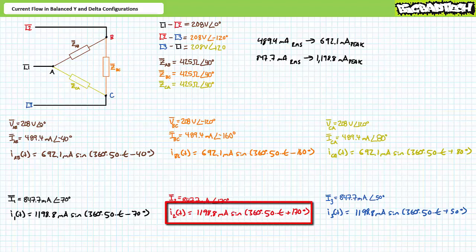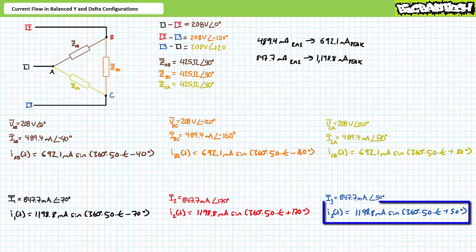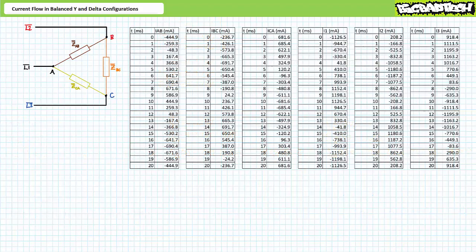I2 as a function of time can be written as 1,198.4 milliamperes times the sine of 360 times 50 times time plus a phase shift of 170 degrees. And finally, I3 as a function of time can be written as 1,198.4 milliamperes times the sine of 360 times 50 times time plus a phase shift of 50 degrees. Let us not dilly-dally with tedious manual analysis. Take it away, computer. Here's instantaneous current values for one full 20 millisecond cycle in 1 millisecond increments. To expedite this lecture, we'll examine this data in 2 millisecond increments.